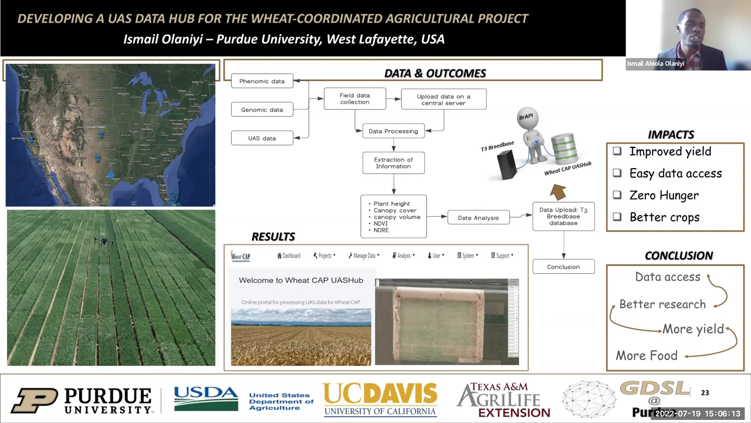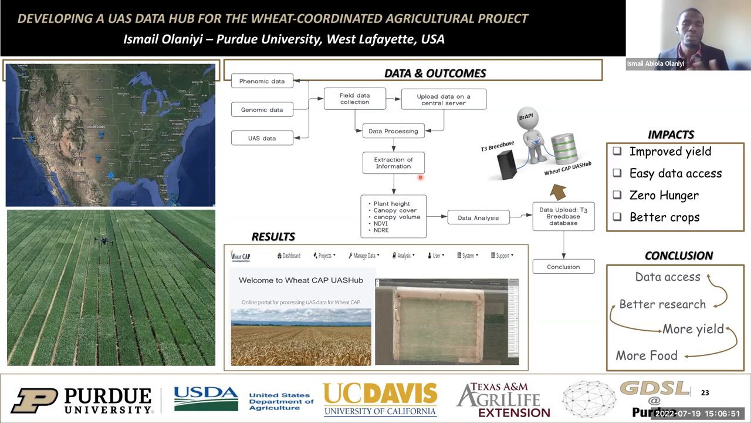This information, in conjunction with phenomics and genomic data from our collaborators who are plant scientists, would be incorporated into this centralized data hub, that is the UAS Data Hub. In essence, our data hub would provide information such as growth performance, plant rates, gene variation, et cetera, about a particular field in a growing season. So far, we have collected data across four regions within the country. As shown in the leftmost part of my slide, you can see areas such as California, Texas, and Kansas.